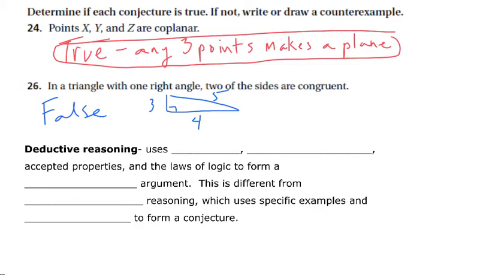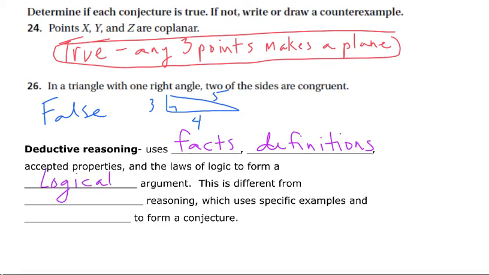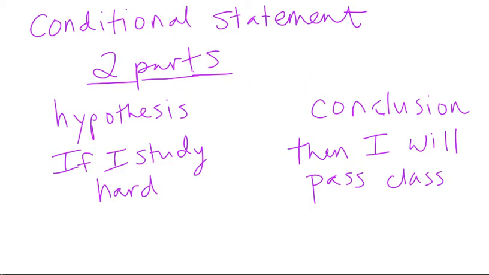All right, so next we are following up with our deductive reasoning. So we're no longer using a pattern to determine what comes next. We are using facts, definitions, accepted properties, and the laws of logic to form a logical argument. And this is different from our inductive reasoning because that uses specific examples and patterns to form a conjecture. Go ahead and add this in just on the border or margin of your paper.